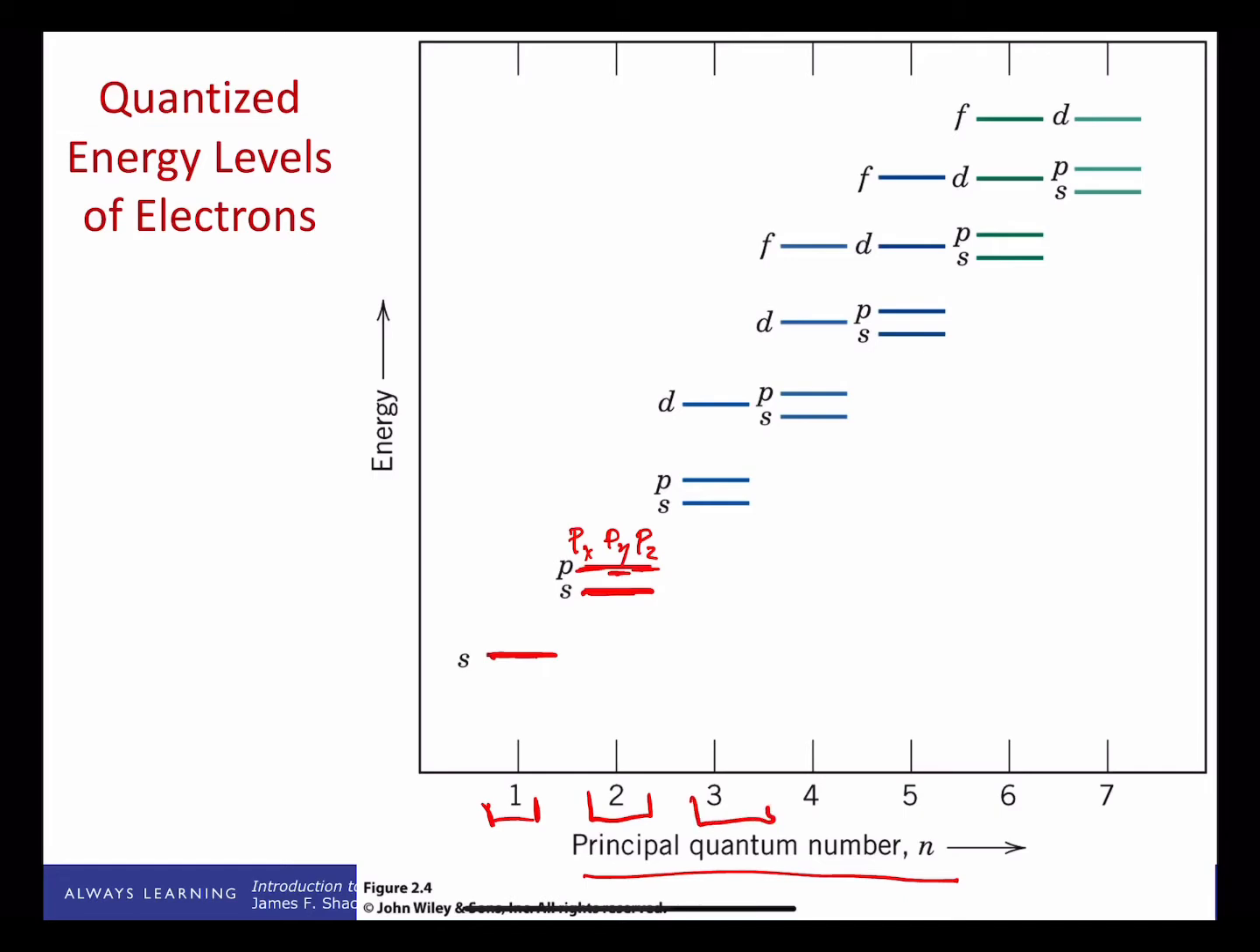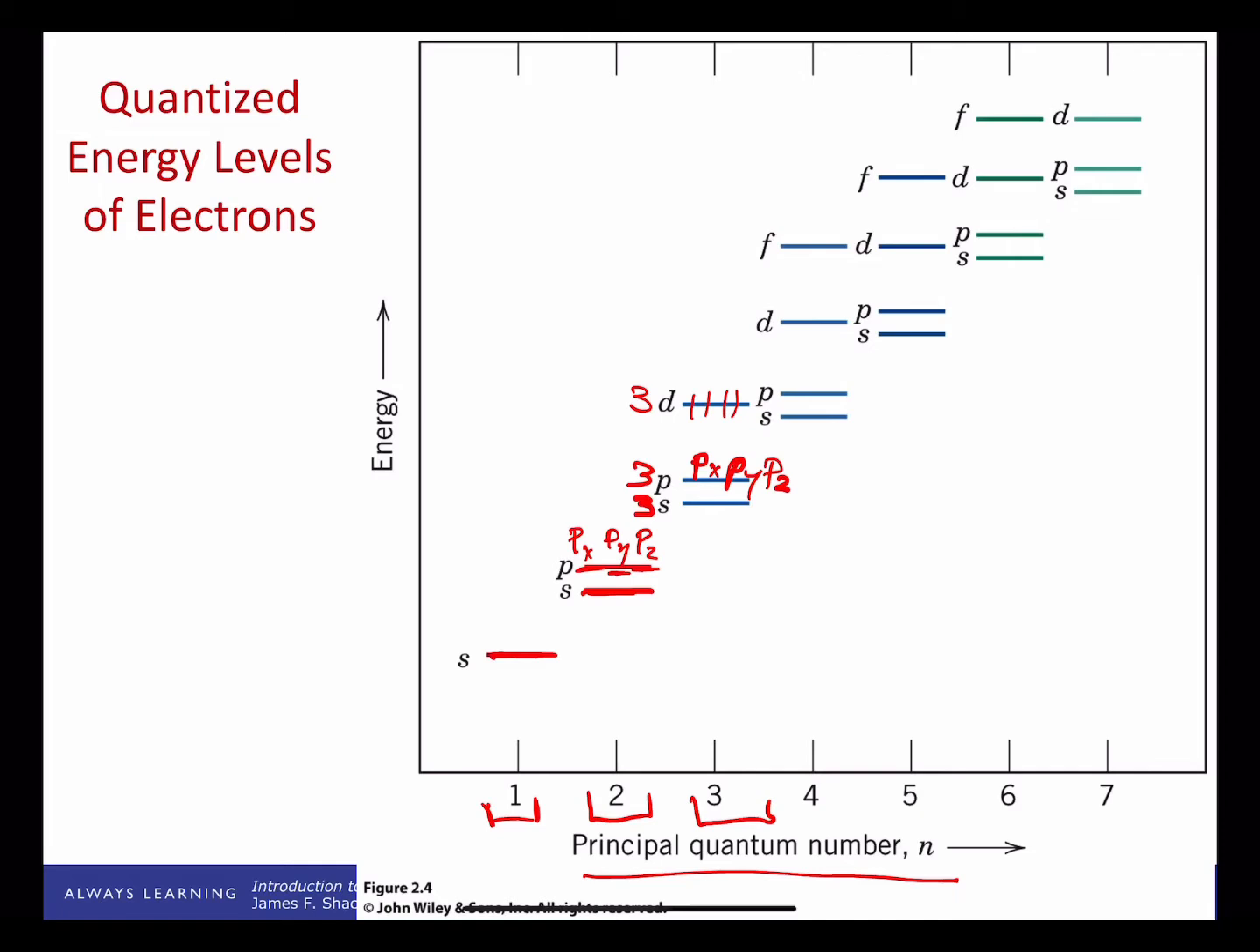When we go to the third principal quantum number, we have a similar situation. We have a 3s and a 3p with three types of p orbitals, px, py, and pz. And now we have our 3d orbitals that are available. Recall there we expected 5 d orbitals. I'll just divide this blue line into 5 segments: 1, 2, 3, 4, 5.